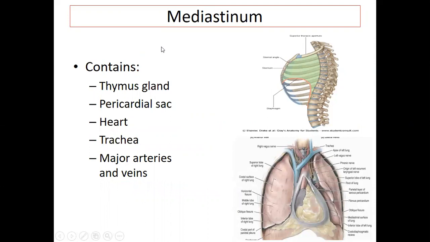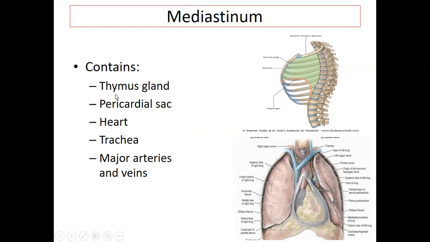What are the contents of the mediastinum? The mediastinum contains the thymus gland and the pericardial sac. It also contains the heart, so you can see here. Besides that, it also has the trachea. So you can see here, this is the trachea. Any medial structure is actually located in the mediastinum.